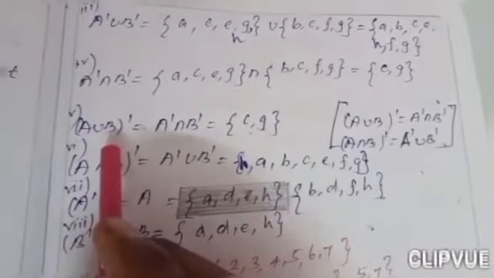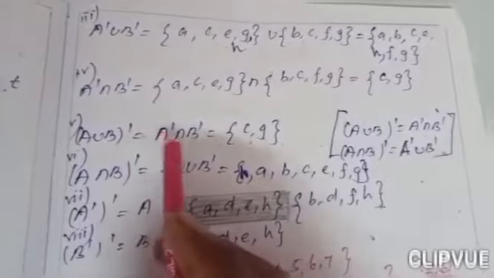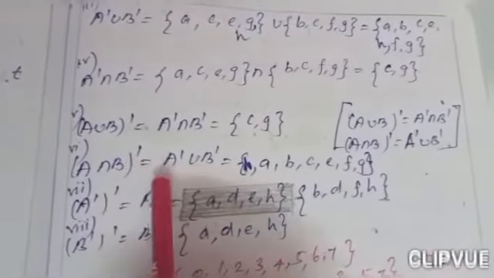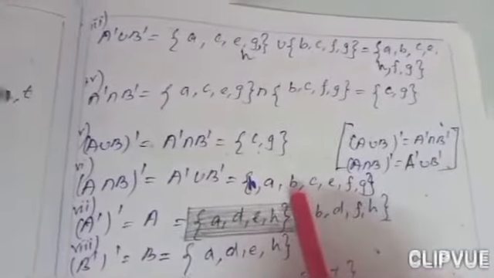Next, A union B the whole dash. This is one formula. What is the formula for A union B the whole dash? A dash intersection B dash. Already we got A dash intersection B dash is C, G. A intersection B the whole dash is A dash union B dash. Already we got this also, that is H, A, B, C, E, F, G.